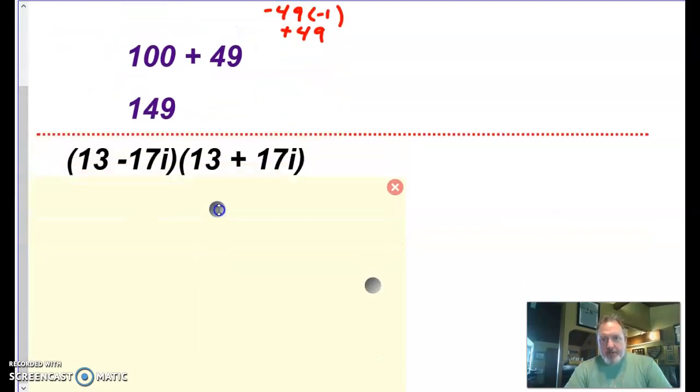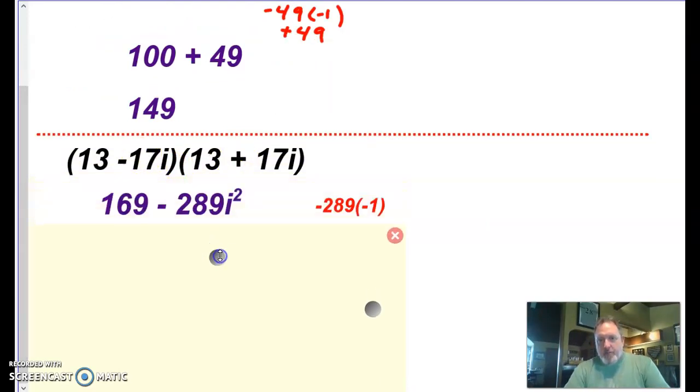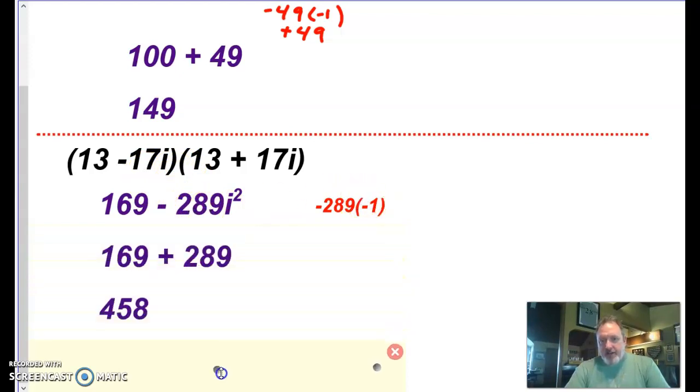Our bottom example here, same idea. So you can see that we have conjugates here, so our middle terms cancel out. I didn't even write them. You can if you'd like, but I didn't write the middle terms because we know they cancel out. So negative 289 times negative 1 is positive 289, for a total of 458.